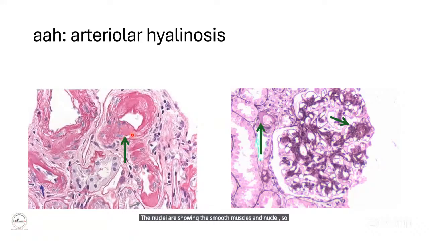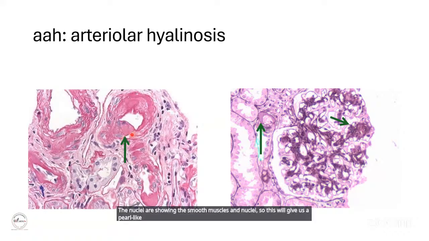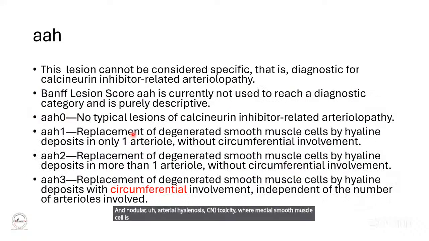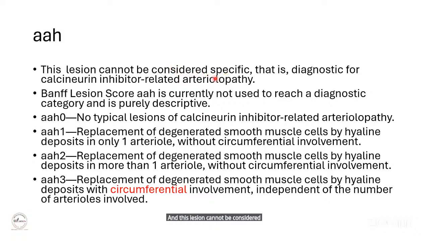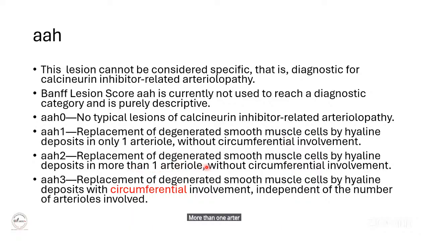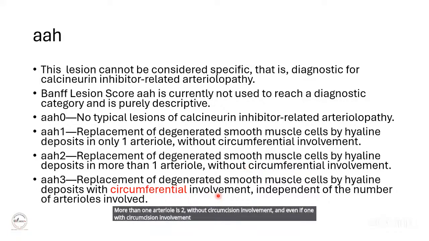So this will give us a pearl-like or beaded appearance, and nodular arteriolar hyalinosis in CNI toxicity, where medial smooth muscle cell is involved. This lesion cannot be considered specific, but it is included in the Banff lesion scores. No typical lesions of CNI-related arteriolopathy, no hyalinosis, is 0. One is replacement of degenerated smooth muscle cells by hyaline deposits in only one arteriole without circumferential involvement. More than one arteriole is 2 without circumferential involvement, and even if one with circumferential involvement, it becomes AH3.